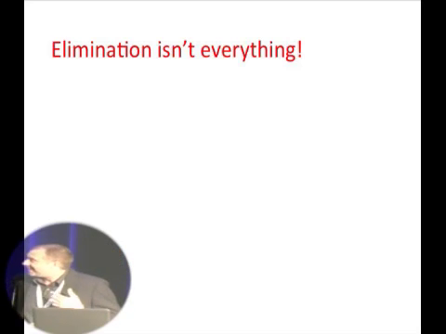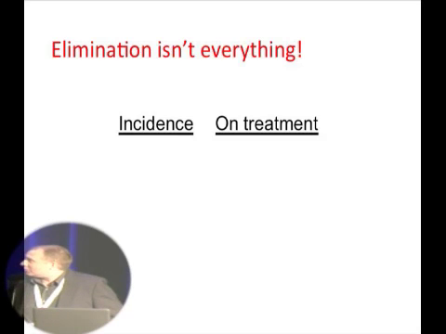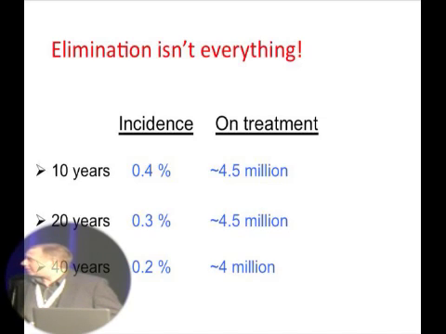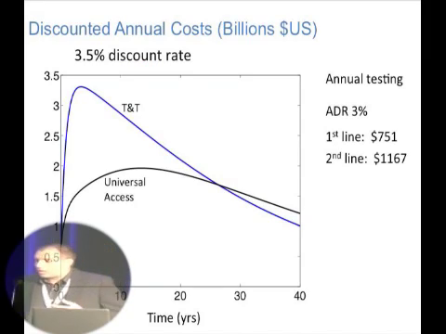And this is the point that elimination really isn't everything. It's obviously extremely important, but if you look at incidence versus numbers on treatment, after 10 years, we've reduced incidence to 0.4%, but we still have 4.5 million individuals on treatment. Likewise, after 40 years, we've reduced it to 0.2%, but we have 4 million individuals who are in need of treatment and who are on treatment. So the important part here is that their viral suppression would have to be maintained, and they'd have to continue treatment. So it's important to look at elimination, but it's also important to realize what we have to maintain.